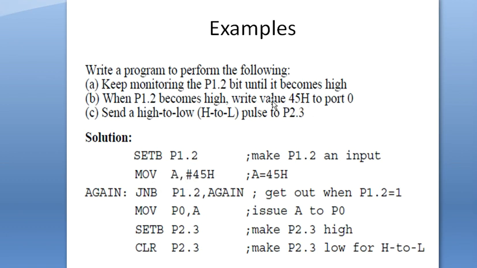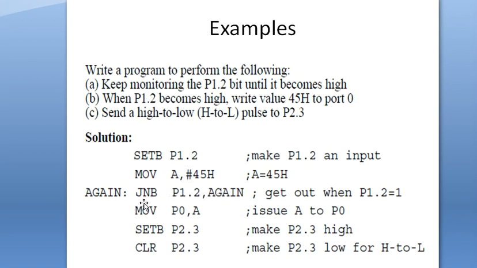Why it is loaded with 45H: in the second condition, they said you need to send the 45H value to port 0 when P1.2 is high. So that is where we are going to use this 45H. Then the next instruction, JNB P1.2, again.